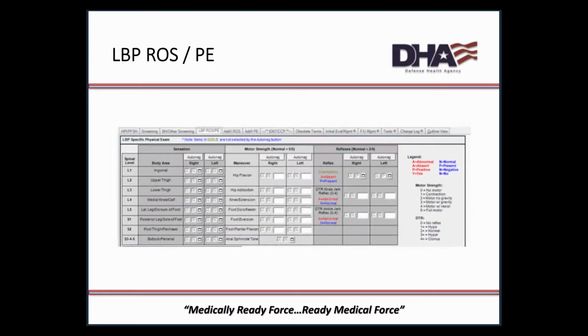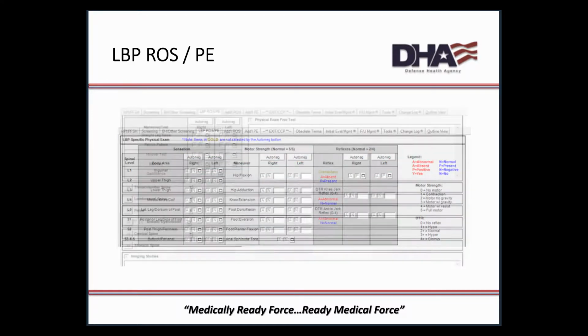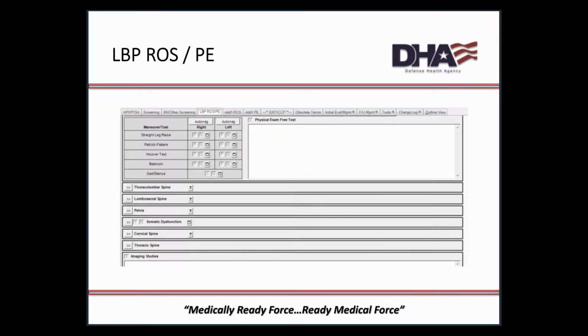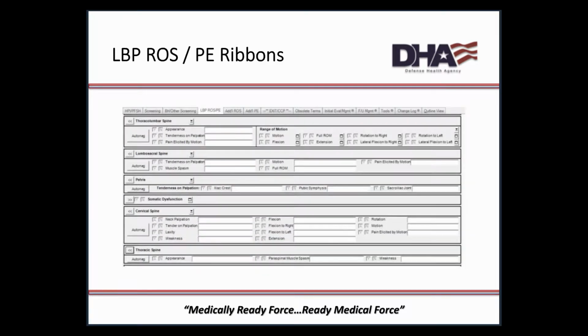In the low back pain specific physical exam, notice that there are auto neg buttons available to make documentation a little faster. And there's space for physical exam free text as well. There are ribbons for the physical exam for the rest of the spine. By clicking on the appropriate ribbon, you'll have the availability to document your PE in the thoracolumbar, lumbosacral, pelvis, and also for somatic dysfunction. And notice each of these areas has its own auto neg button.